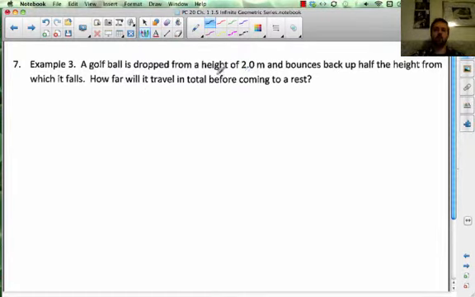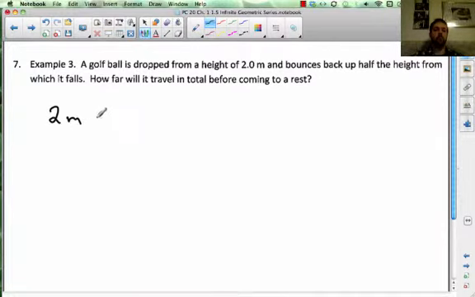A golf ball is dropped from a height of 2 meters and bounces back up half the height from which it falls. How far will it travel in total before coming to a rest? This is an interesting question. So it's dropped from a height of 2 meters. So before it hits the ground the first time, it is going to travel a distance of 2 meters, and then it will strike the ground.